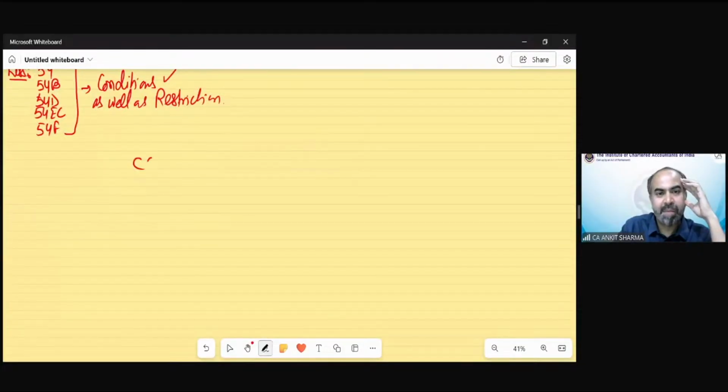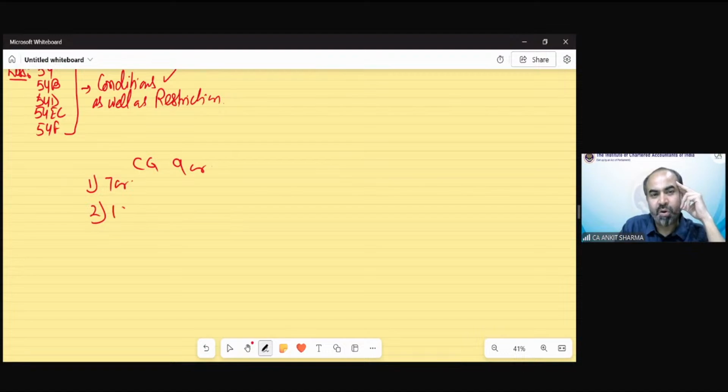Now, suppose capital gain is 9 crore. You have purchased two houses. One is for 7 crore, one is for 1 crore. So you can claim only one house exemption, and that would be the 7 crore one. Simple.